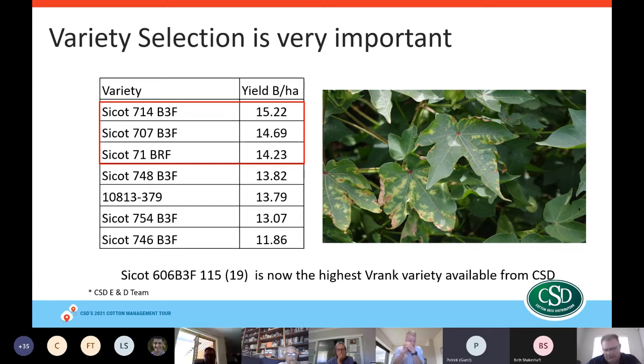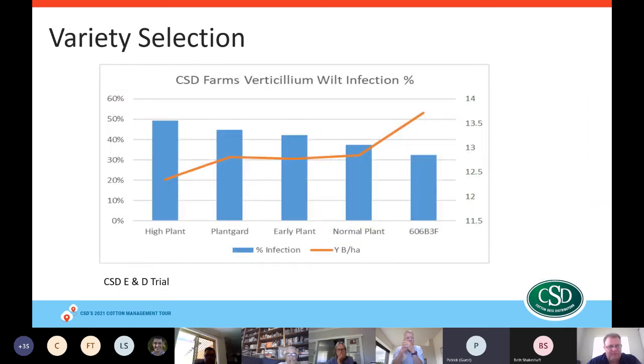And I've got an example in the next slide of 606 where at CSD we've got a CSD management trial that we put in every year. And in the blue, you've got infection levels across those different treatments. And the orange line is actually the yield. So at the end of the day, 606 B3F had the least infection in the stems, and also had the most yield under pretty moderate disease pressure.